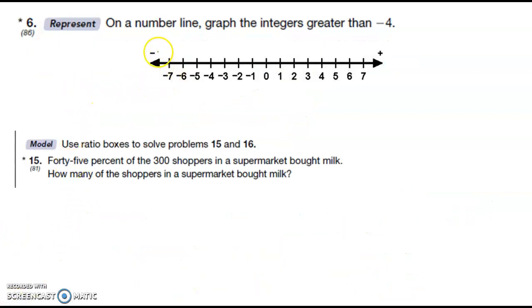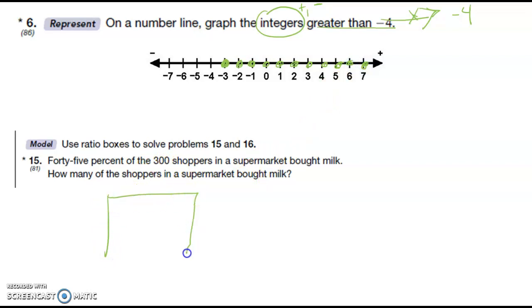Okay, next problem. On a number line, graph the integers, this is positive and negative, greater than -4. So I have integers greater than -4. It's not greater than or equal to -4. So here is -4. My first integer is going to be -3. These are the ones that are greater because we have to go with the arrow. All of these are integers. Notice I'm not highlighting.